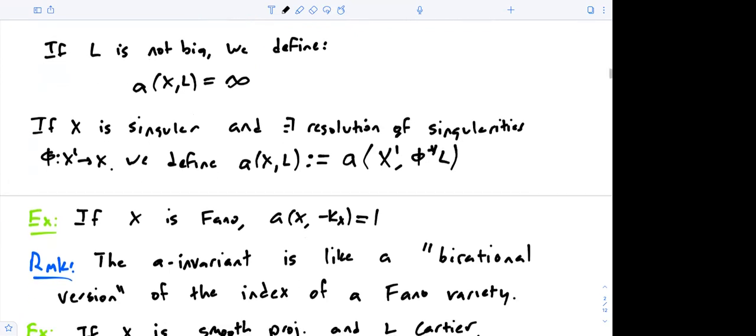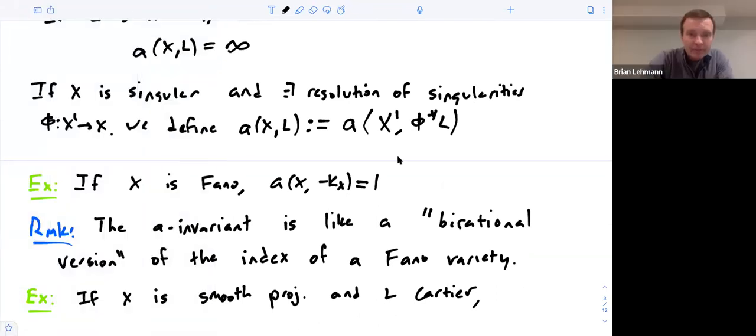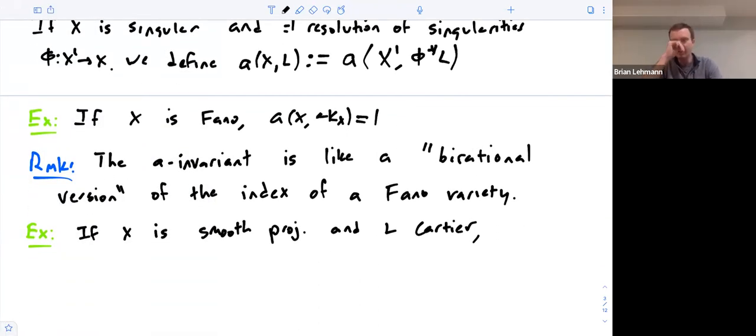Okay. Sorry. So maybe the first example is, suppose that X is Fano, and suppose that we're polarizing it with the anti-canonical divisor. Well, then the Fujita invariant is equal to 1, right? So I think this is pretty clear. If you take the canonical divisor and you're asking how much of the anti-canonical do I need to add on to cancel it out, the coefficient is going to be 1. So this is sort of a basic example.